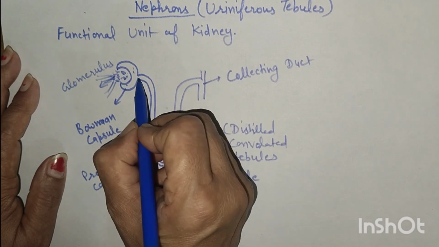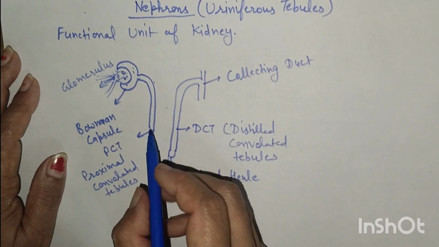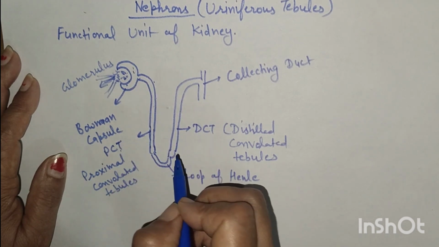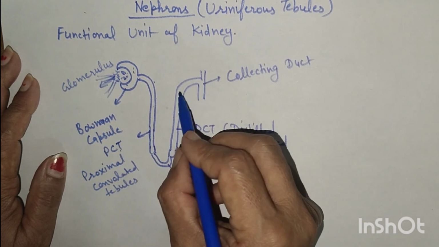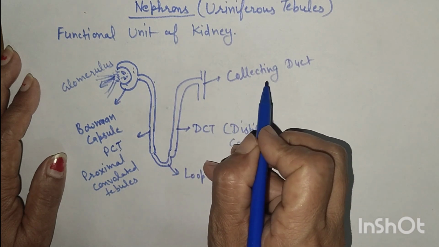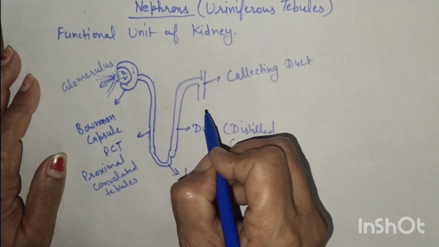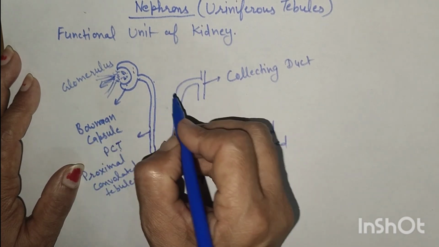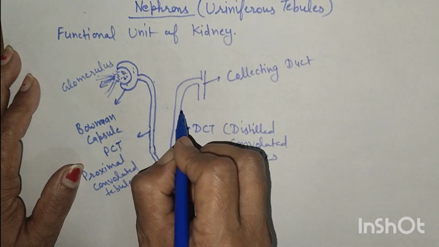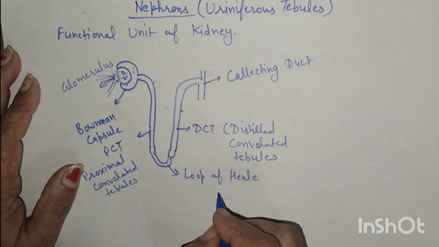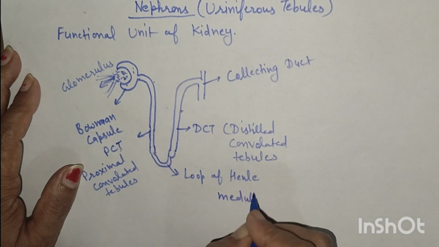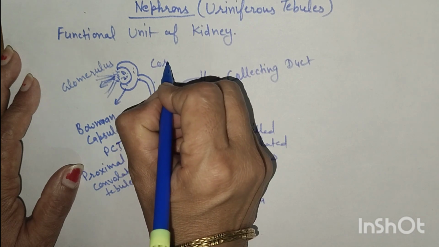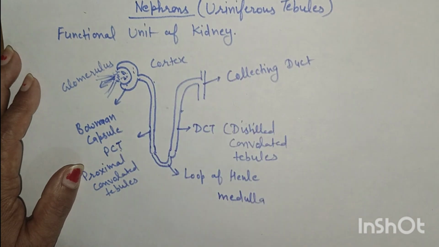this, and then water and some useful substances are reabsorbed by the PCT and DCT, and the urine is collected in the collecting duct and sent to the kidney. This lower part is present in the medulla, and the upper part, that is Bowman capsule, is present in the cortex of the kidney.